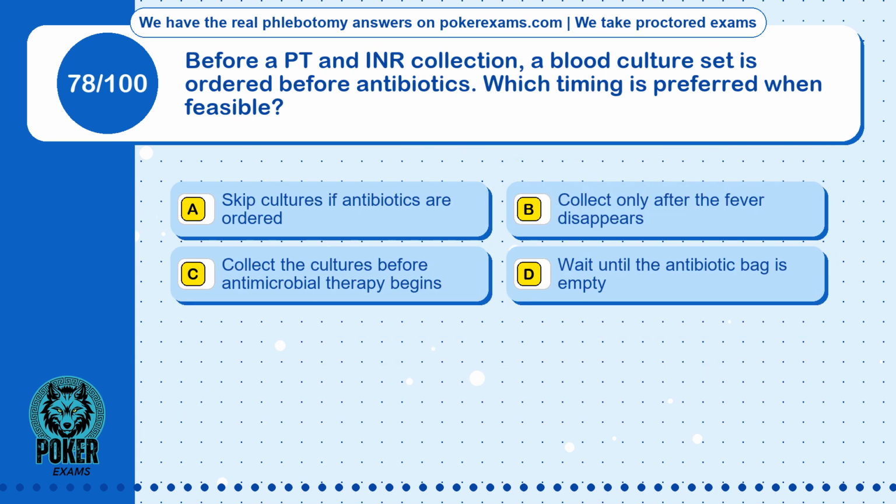Question 78. Before a patient collection, a blood culture set is ordered before antibiotics. Which timing is preferred when feasible? Option A. Skip cultures if antibiotics are ordered. Option B. Collect only after the fever disappears. Option C. Collect the cultures before antimicrobial therapy begins. Option D. Wait until the antibiotic bag is empty.